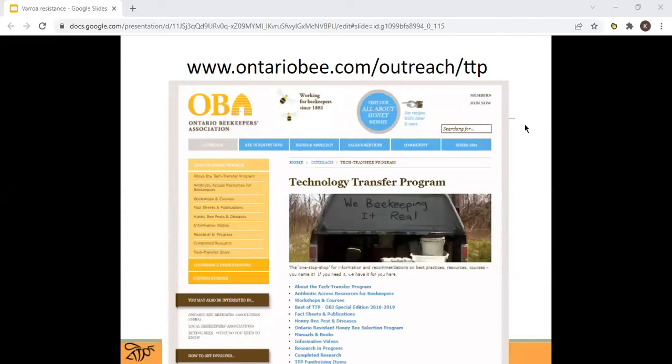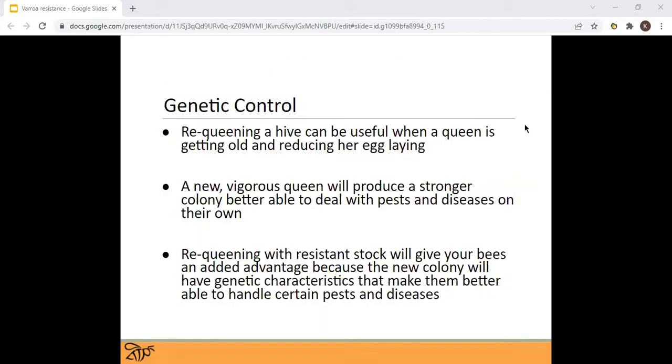Now, if you're scribbling that down, you don't have to worry about memorizing all of what I just said in terms of how to go about doing those cultural control methods. We do have fact sheets on all of these methods on our website at ontariobee.com/outreach/TTP.